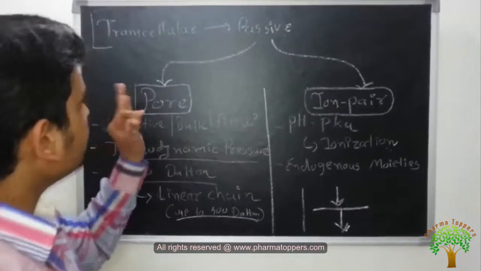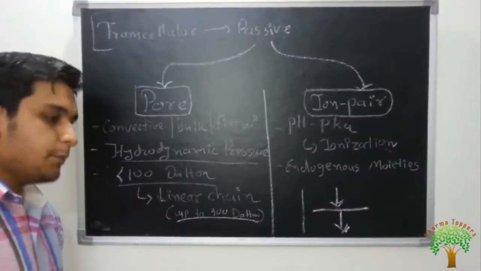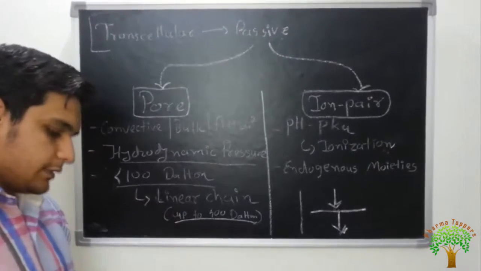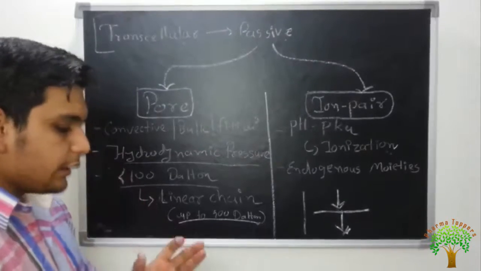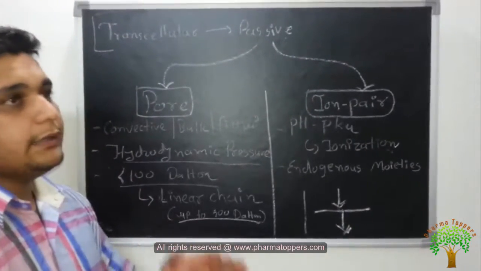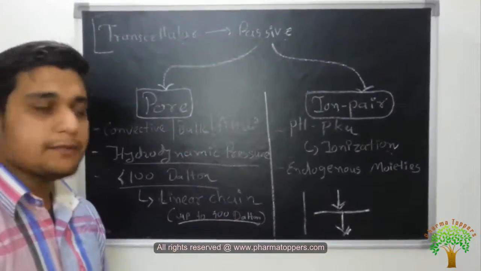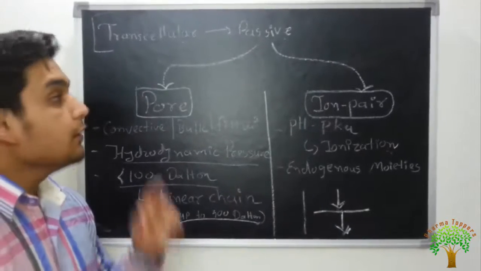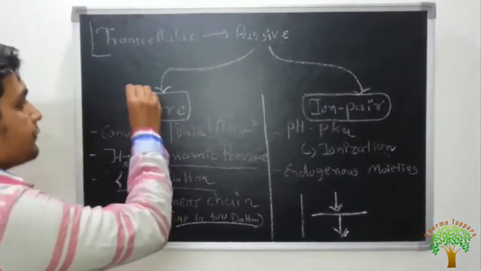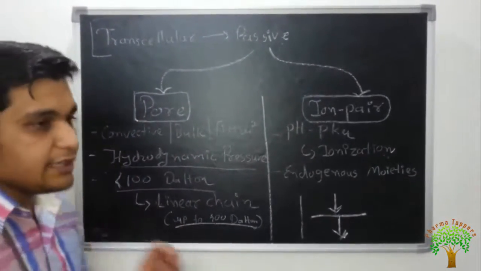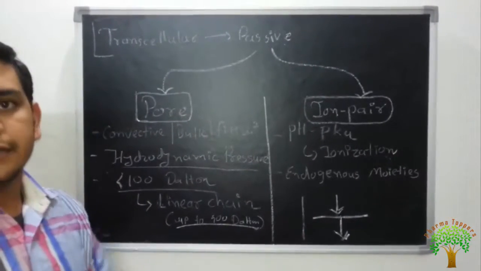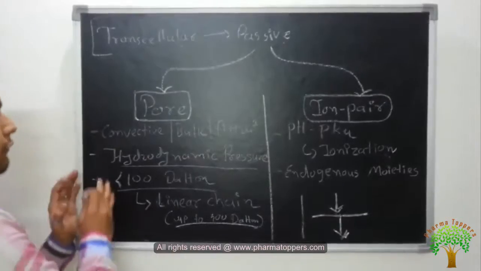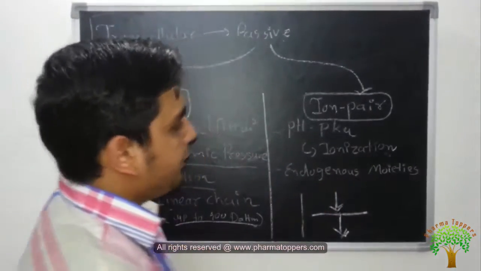And what is the importance of the pore transport? We all know the major three organs: the liver, brain, and kidney. In all these organs, if accumulation of drug takes place, it may create some problems. So pore transport mainly helps in the excretion of the molecules from these three parts: brain, liver, and kidney. Okay. Now we'll move toward the ion pair transport.